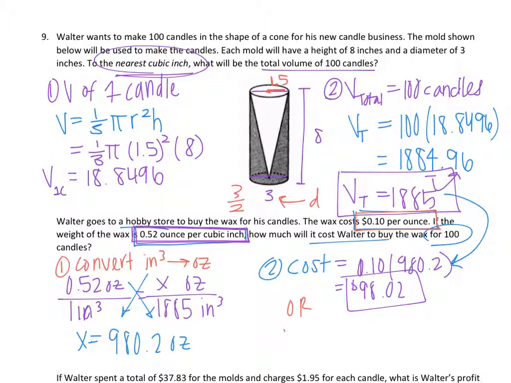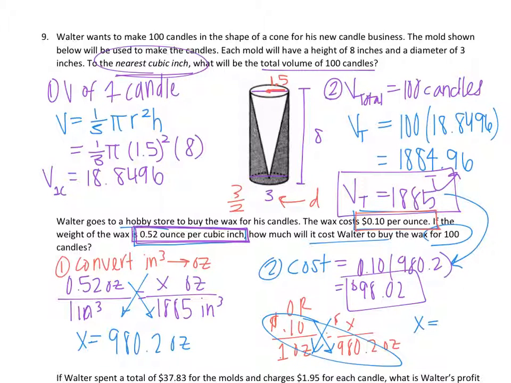It says 0.10, or 10 cents per 1 ounce equals X dollars over 980.2 ounces. You can see that when we cross multiply, we have X equals these two values being multiplied, which is what we just did back up top to get the 98.02.